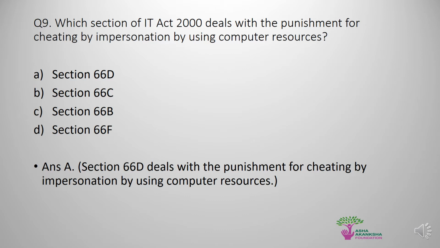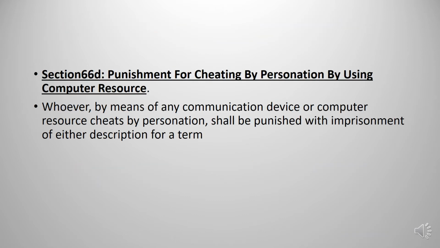So let's now understand what is Section 66D. Section 66D talks about the punishment for cheating by impersonation by using computer resources. It states that whosoever, by means of any communication device or computer resource, cheats by impersonation shall be punished with the imprisonment of either description for a term.